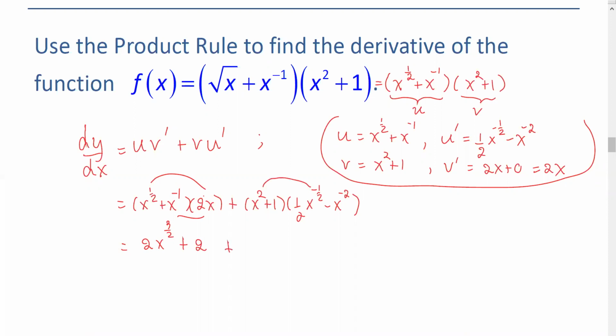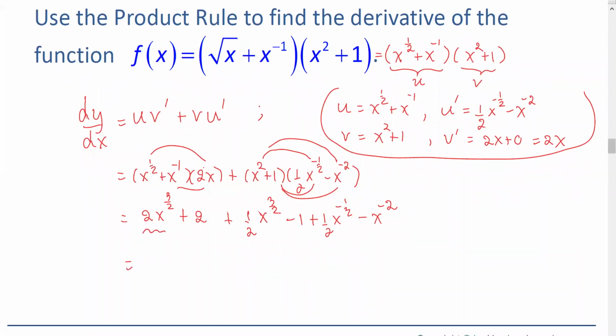The second product: x squared times 1 half x to the negative 1 half gives us 1 half x to the 3 over 2. x squared times negative x to the negative second becomes negative 1. 1 times 1 half x to the negative 1 half gives us 1 half x to the negative 1 half. 1 times negative x to the negative second gives us negative x to the negative second. And then we combine like terms. The 2 times x to the 3 halves and 1 half times x to the 3 halves becomes 5 over 2 x to the power 3 halves. And then 2 minus 1 becomes plus 1.